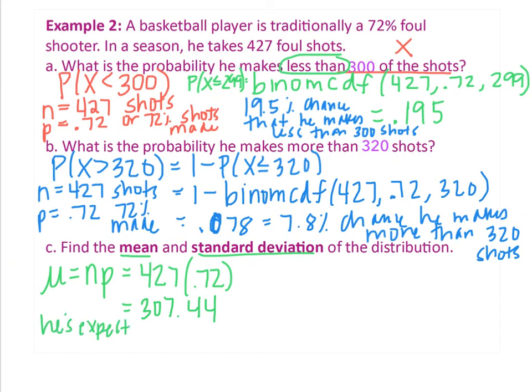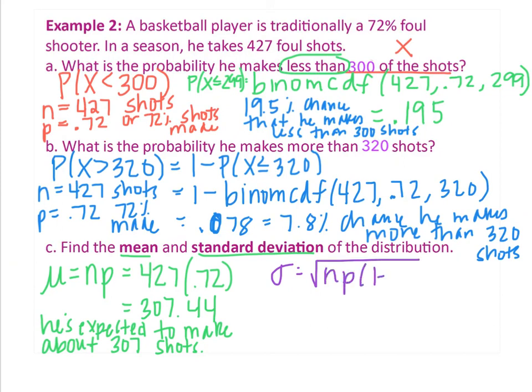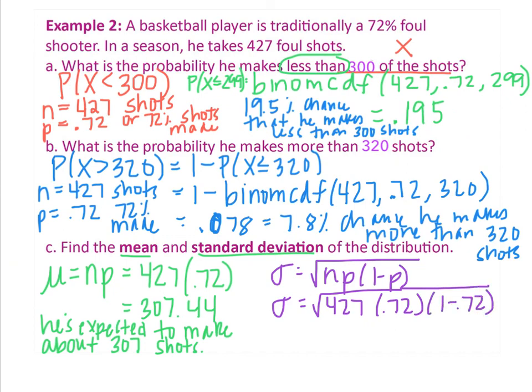Or he's expected to make about 307 shots. For standard deviation, my formula is the square root of np times 1 minus p. So the standard deviation is the square root of 427 times 0.72 times 1 minus 0.72. And when I do that, I get the standard deviation to be 9.278. So that's another example of standard deviation.